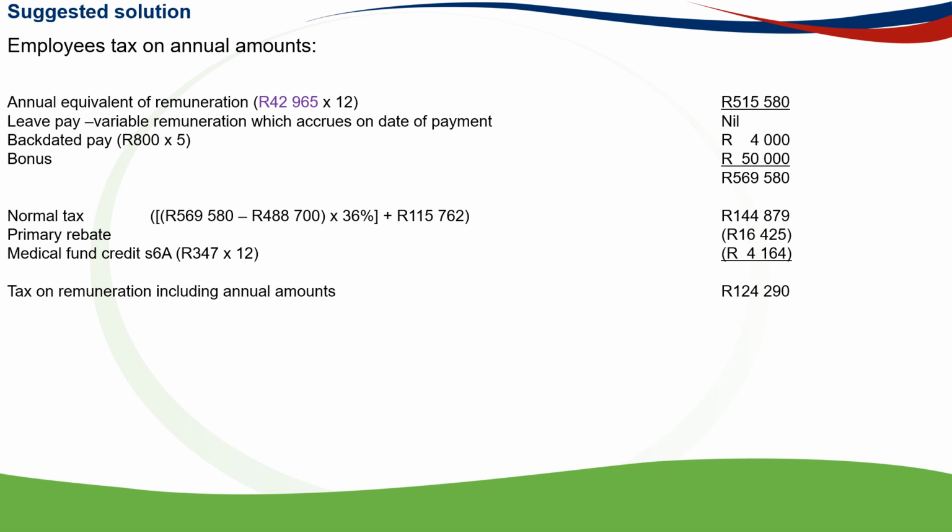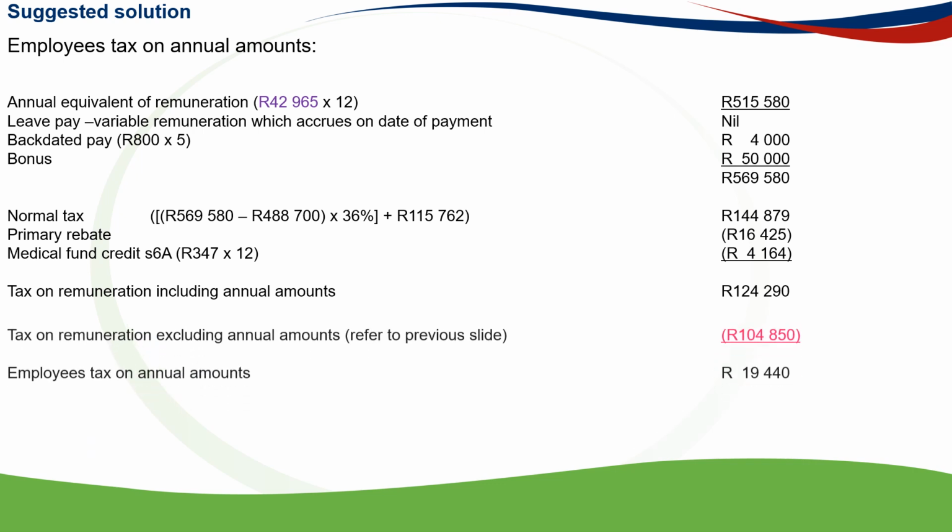So the tax on that amount, including the annual amounts, is calculated now. It's 569,580 minus 488,700, and that difference multiplied by 36% plus 115,762 Rand gives us 144,879 Rand. Then we deduct the rebate again of 16,425, and we deduct the medical fund tax credit again, section 6 capital A of 4,164 Rand, and we get the tax on the remuneration including the annual amounts is 124,290.